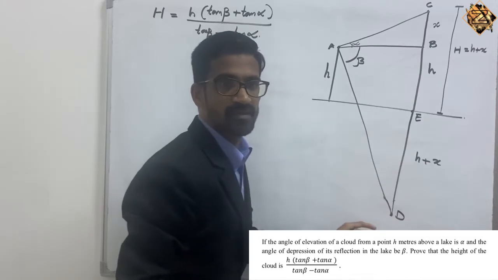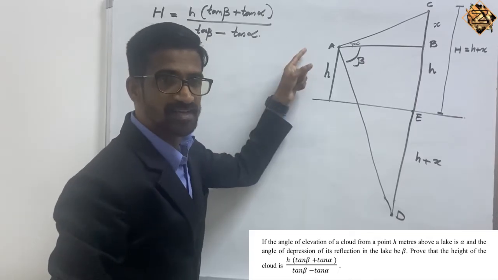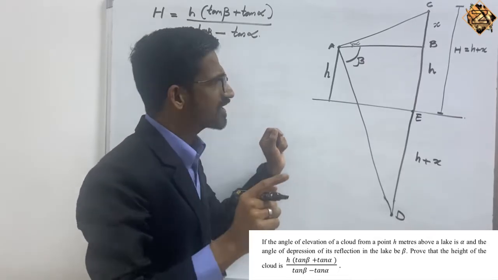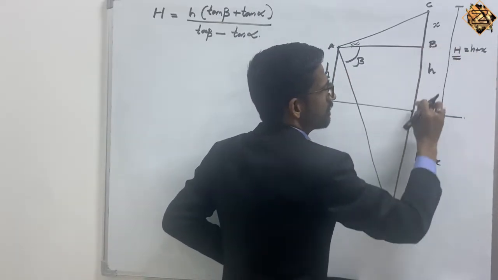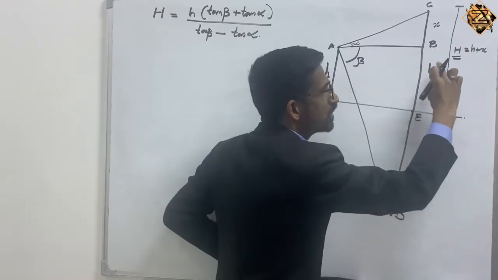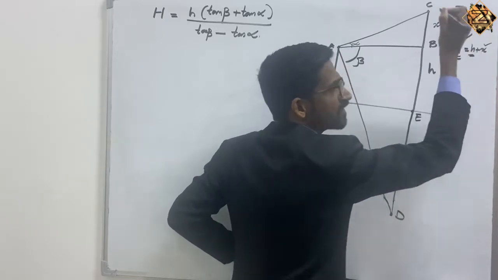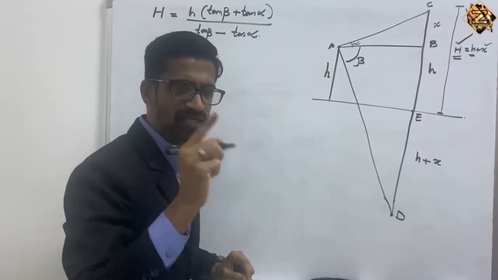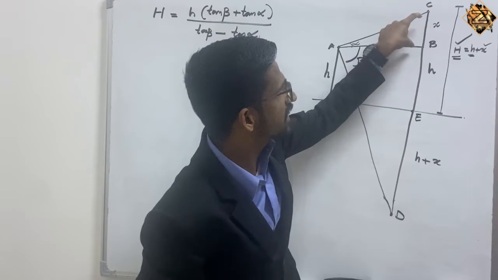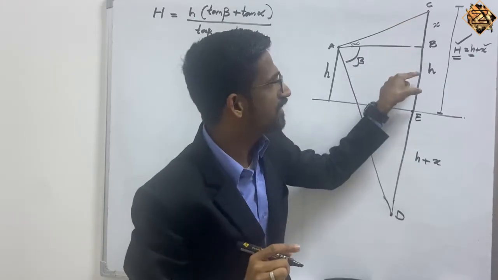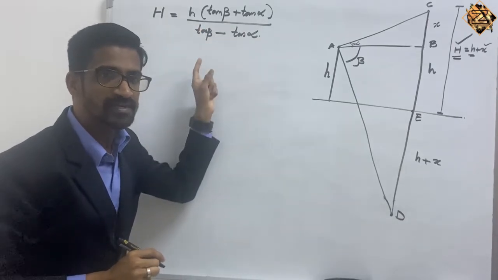So we will take a line of height h plus x, and its angle of depression is beta. Now finally we have to prove that the height of the cloud is h into (tan beta plus tan alpha) by (tan beta minus tan alpha). Height of the cloud means the total height. Here we already know BE, from here to here it is h, which is given. So we have to find the value of x, and when we add it with h, we will finally get the height of the cloud, that is capital H. H is equal to h plus x. We have to find the value of x, and if we add it with h, we will be able to prove that the height of the cloud is h into (tan beta plus tan alpha) by (tan beta minus tan alpha).